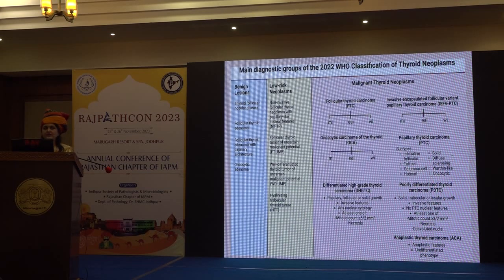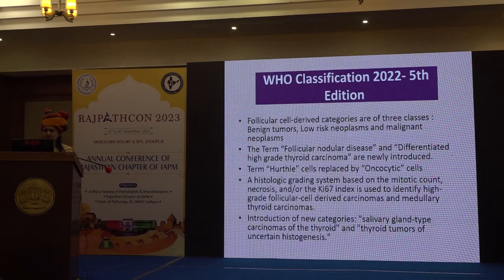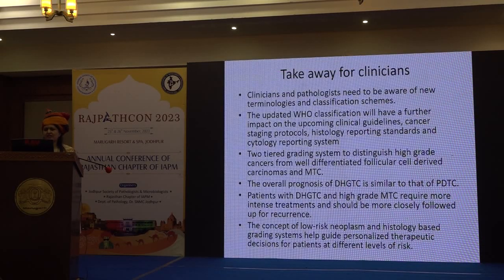So you have to understand the difference between invasive encapsulated and infiltrative papillary thyroid carcinoma. Infiltrative comes under the PTC because it has the BRAF mutation, whereas the invasive encapsulated has a RAS-like mutation. And you have, of course, the differentiated high grade, poorly differentiated and anaplastic carcinoma. So what is the takeaway for the clinicians?